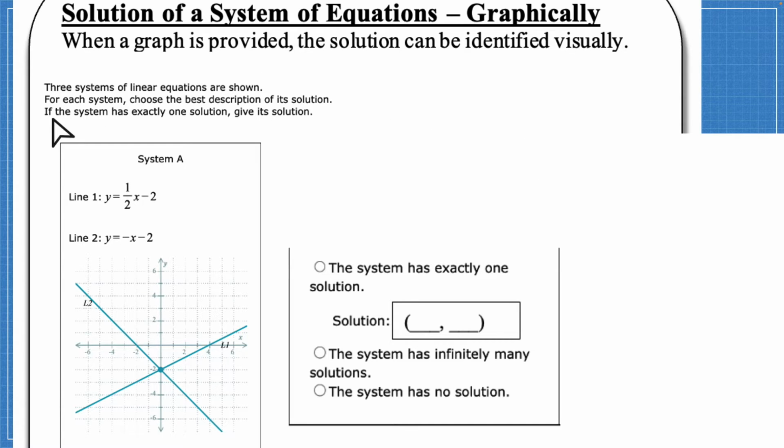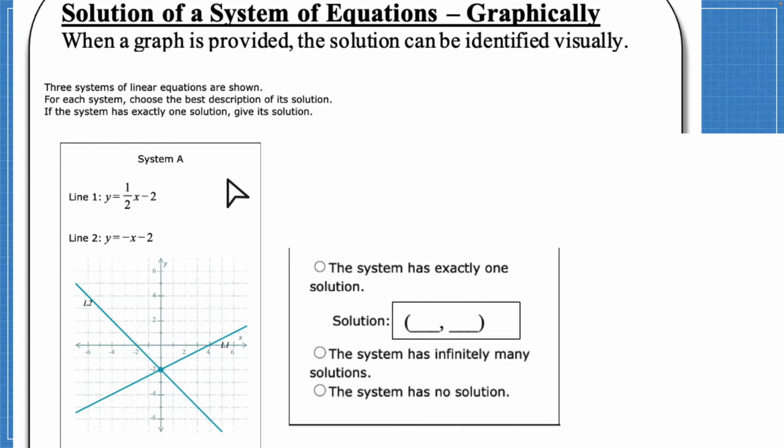So three systems of linear equations are shown. For each system, choose the best description of its solution. If the system has exactly one solution, give its solution. I'm showing you one at a time, so we're going to do three of these. That's why it says there are three systems of linear equations.